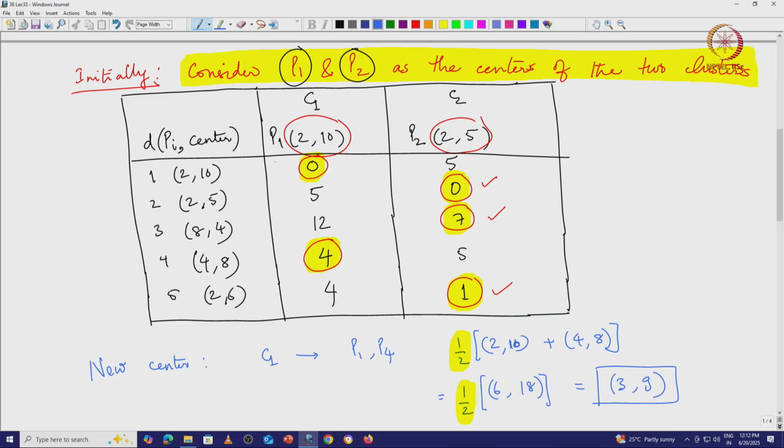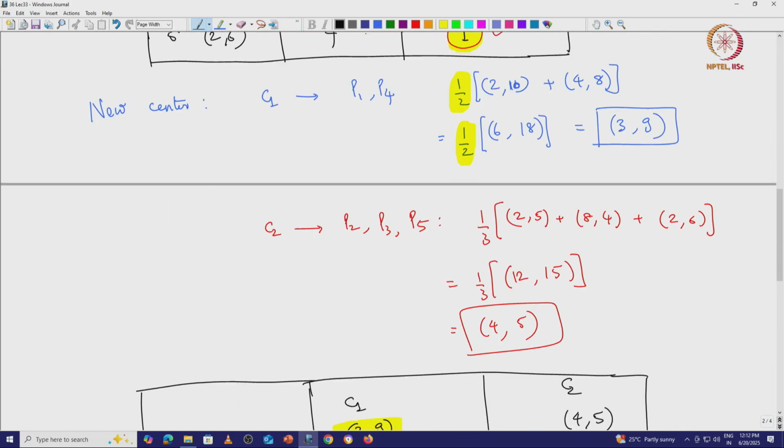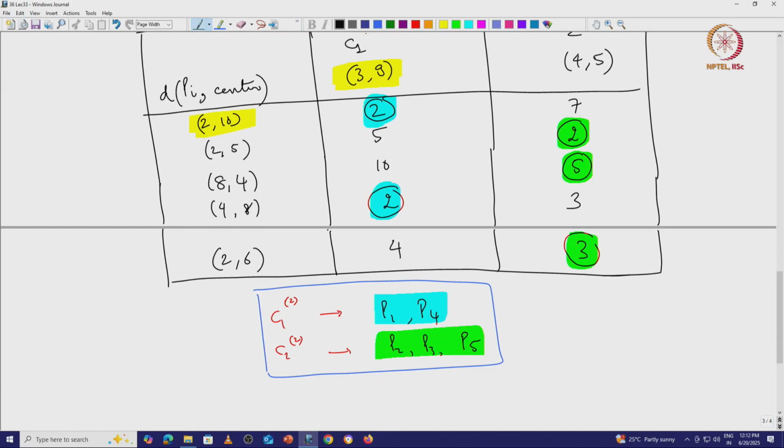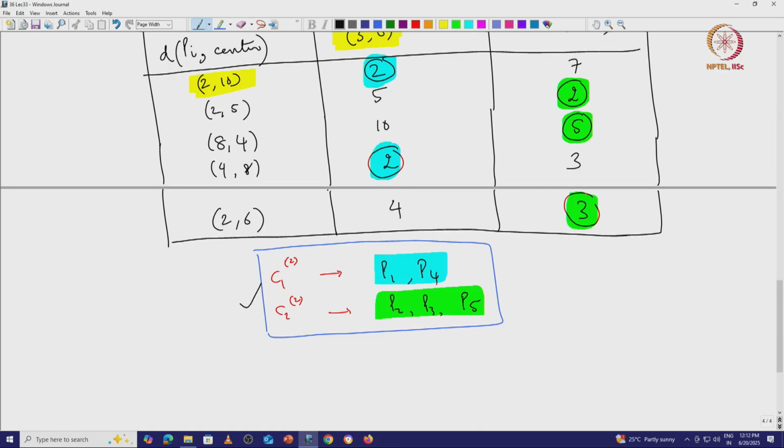So again, following a similar strategy, the cluster 1 at the end of the first iteration consists of this point and this point, so that is P1 and P4. And then if you look at cluster 2, right, at the end of the first iteration, that was P2, P3 and P5, okay. So this is the assignment of points at the end of the first iteration, and look, that is exactly the same as the assignment of points at the end of the second iteration, right. So that means our algorithm can now be terminated, right.